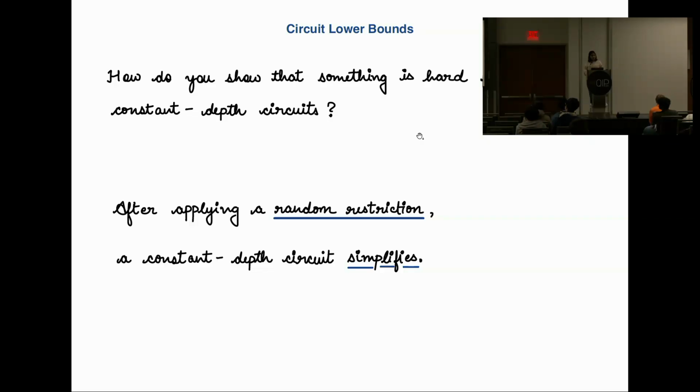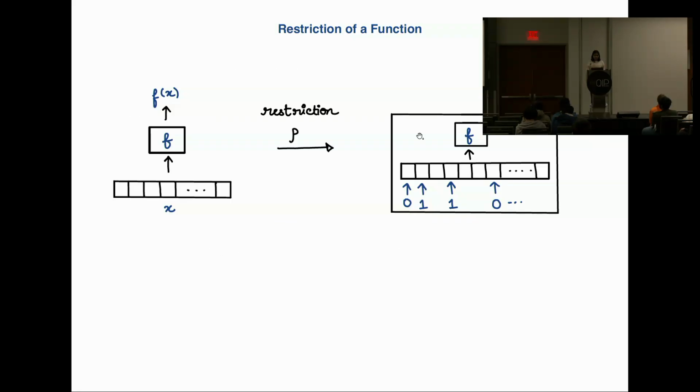One method to do that is the random restriction method, which says that after applying a random restriction, a constant depth circuit simplifies. So there are two things I need to explain here. One, what is a random restriction? And two, what do I mean by a constant depth circuit simplifying? So let's start by looking at restrictions.